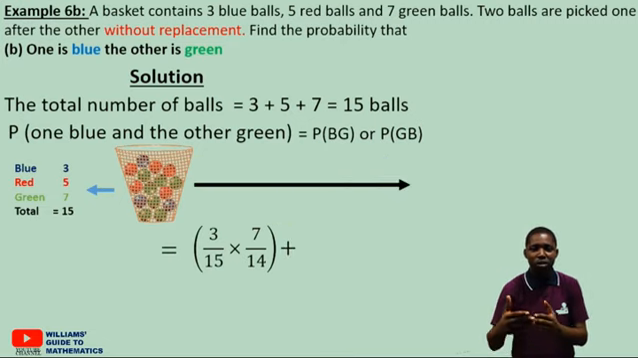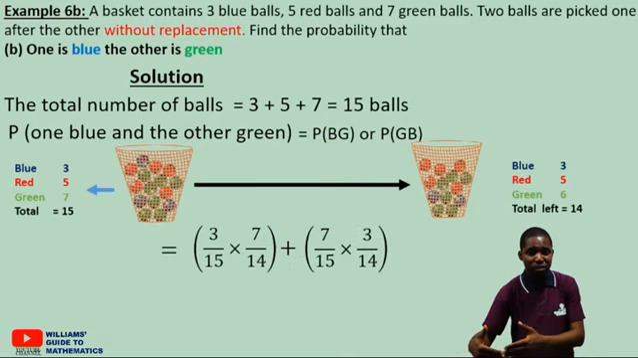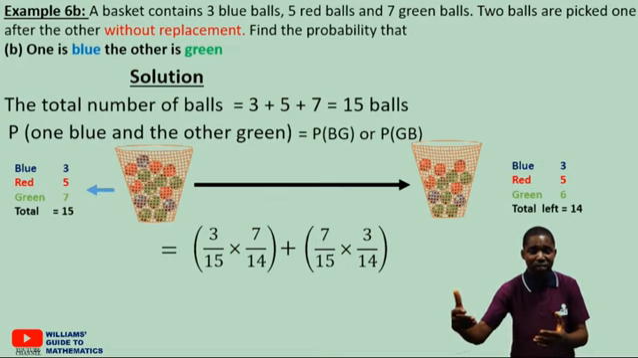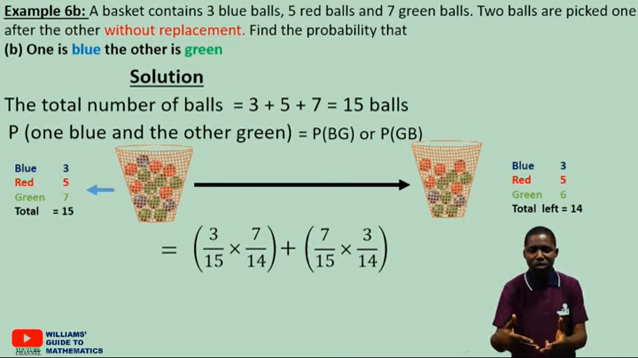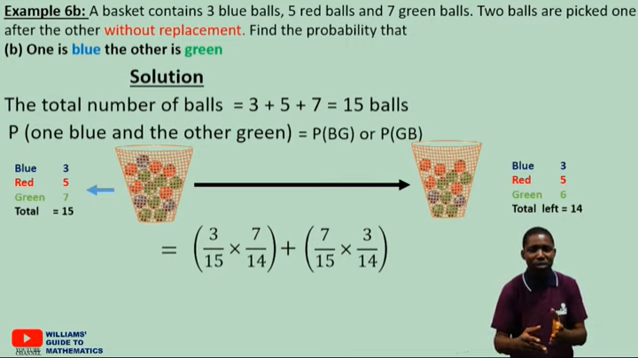Let's go to the other one. For green, which we are starting with this time, it is 7 over, I've not picked any ball, so that is over 15, multiplied by, now for blue, I've not picked any blue, so my blue still remains 3 as given in the question, divided by, I've assumed that I've picked a green ball, so the total number of balls will reduce by 1. Initially it is 15, but now it is 14. So I have 7 over 14. So from what I have, 3 over 15 times 7 over 14 plus 7 over 14 times 3 over 15.